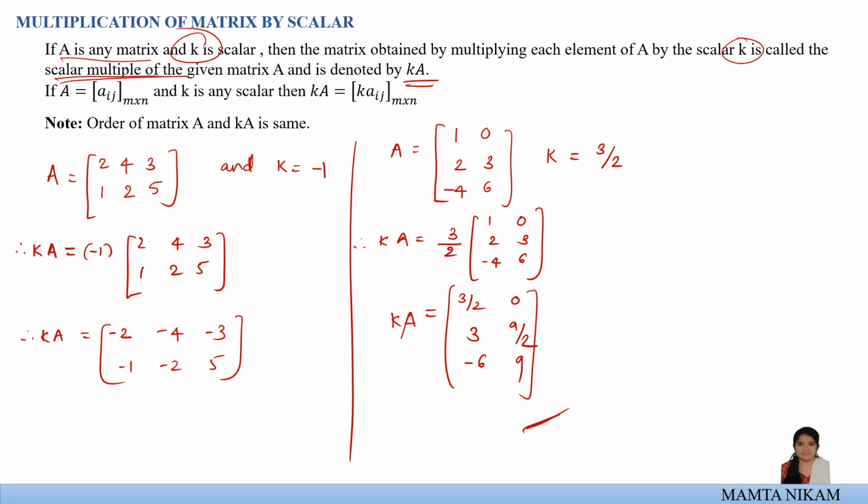Okay, and remember, if you observe here, what was the order? The given matrix had order 2 rows 3 columns. The order of the scalar multiple is also 2 rows 3 columns. Here also we had 3 rows and 2 columns, and the newly obtained matrix is also 3 rows 2 columns. This means that the order of the given matrix and the scalar multiple always remains the same.